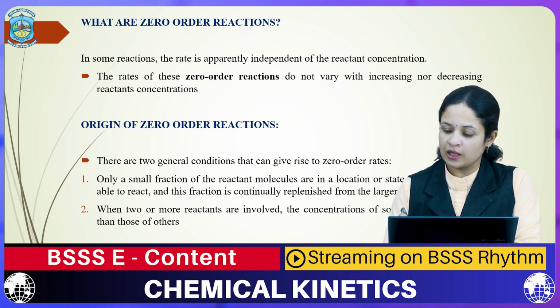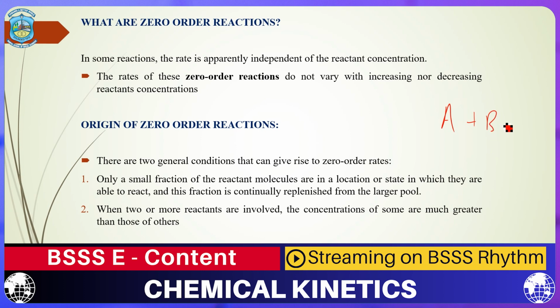For example, if I take the example of A plus B gives P, where A and B are your reactants and P is the product molecule. Now the rate or speed of this reaction will be independent of how much A is taken or how much B is taken. If you increase or decrease the concentration of A and B, it will have no effect on the rate or speed of this particular reaction.